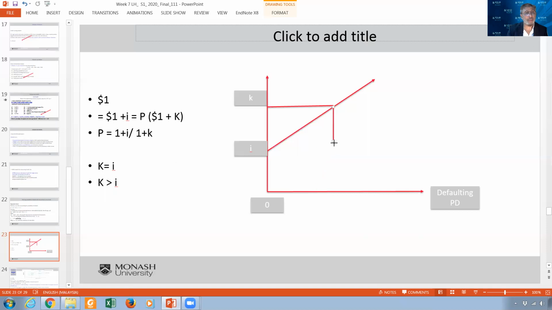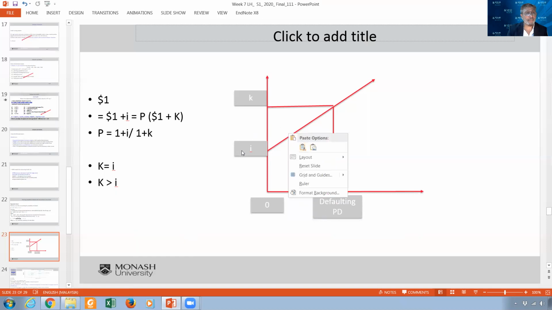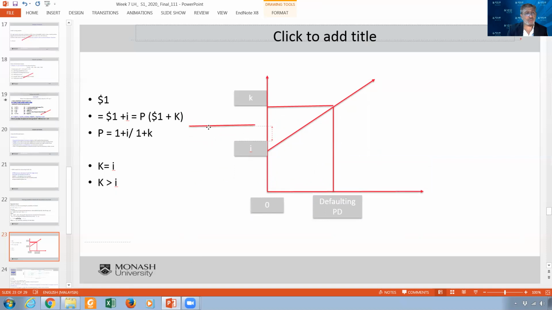And therefore, this defaulting, this PD, from this area to this area, is receiving this premium, from here to here. And this is why the K is higher than the I. This is the whole concept. So if the defaulting is 0, then K will equal I. But actually it's not true. And so I am charging this premium.